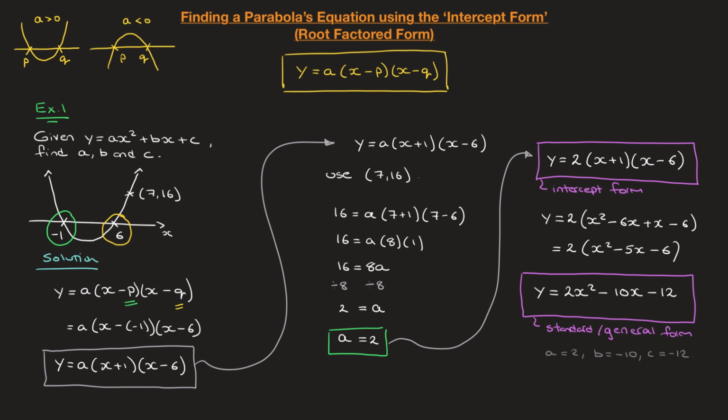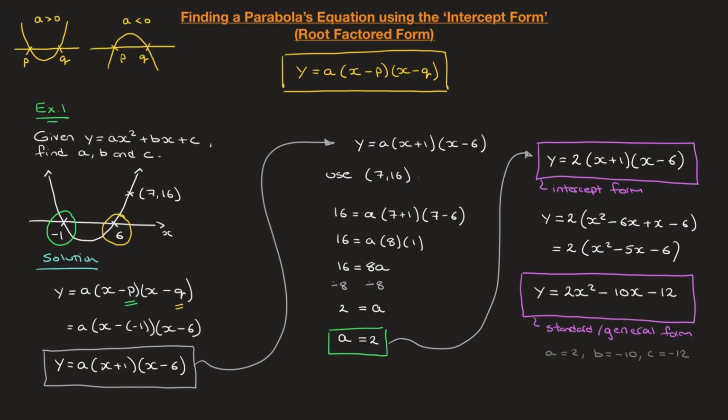And quite typically, the question may look something like this. Given y equals x squared plus bx plus c, find b and c. And of course, we can clearly see that we're given a parabola drawn here, and we can also see that we're given the 2 values of x at which this parabola crosses the x-axis, those being 2 and 5.